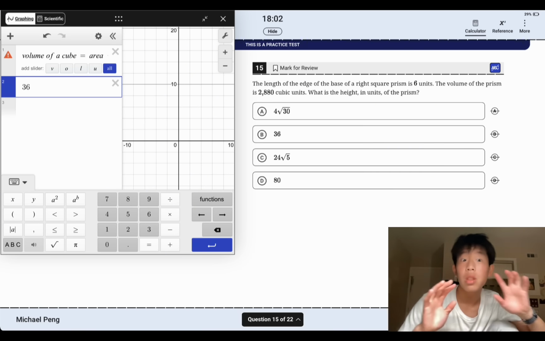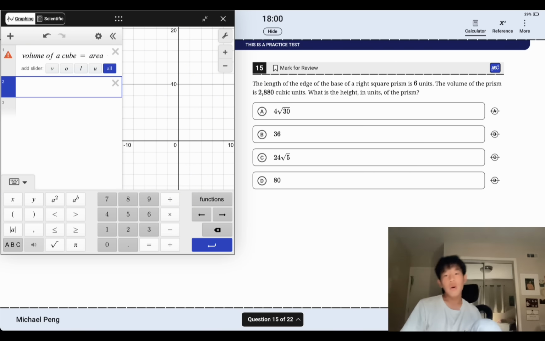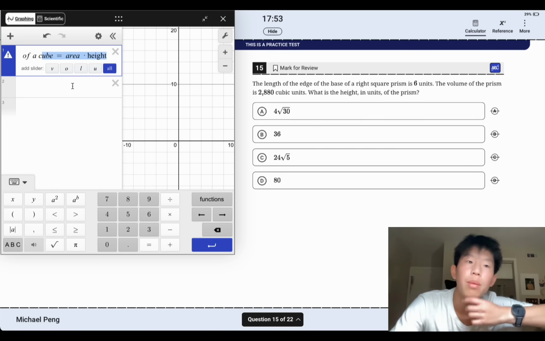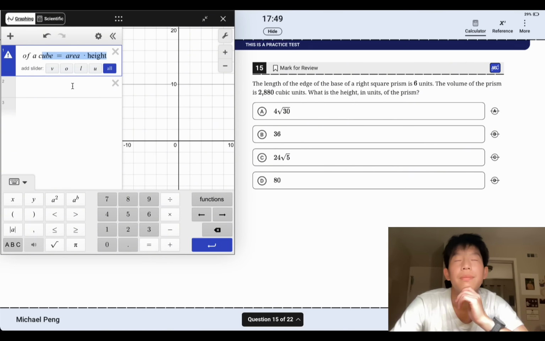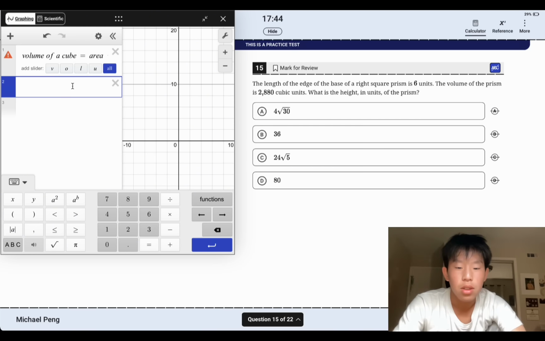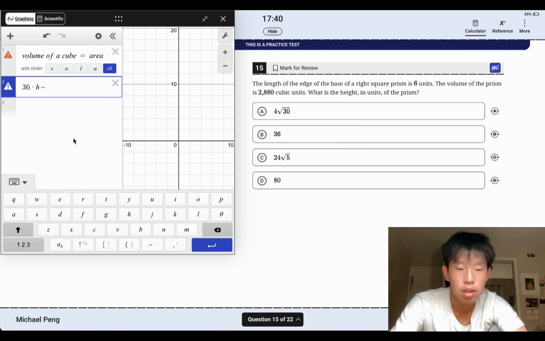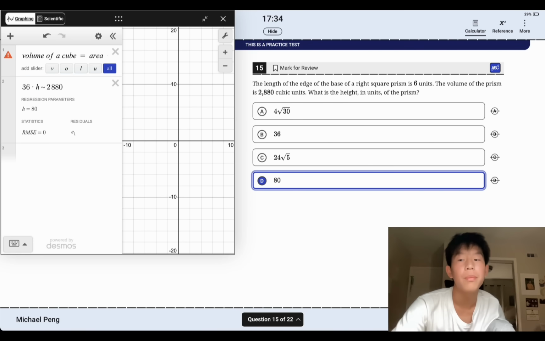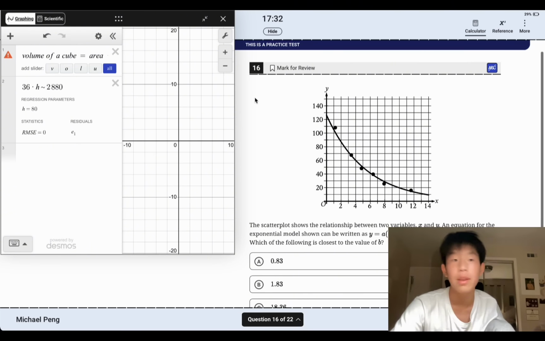So now we're going to set up another regression. If you know the volume is 2,880 and you know the area is 36, what would you do if you're in my situation? I'll give you 5 seconds. Okay. So the answer is you do 36 times the height regression, 2,880, and now it gives you the height, which is 80. Boom. 5th time using, like 6th or 7th time using regression, bro.